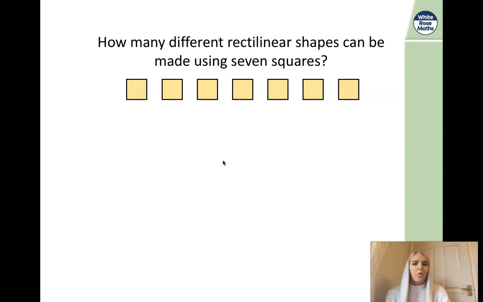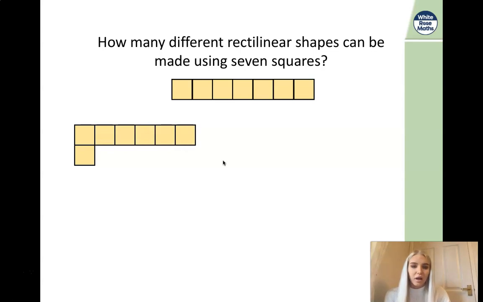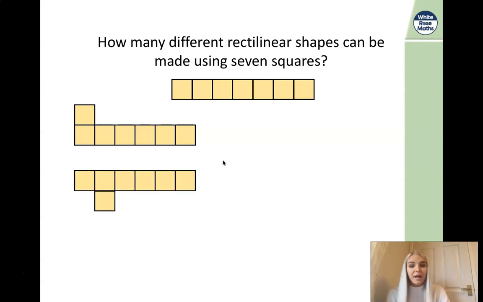So what I could do, first of all, I could put them in one long line. And then I could put one underneath the line, like you can see there. Then I could change the positioning of the square that's underneath the line by moving it this side, and this side.